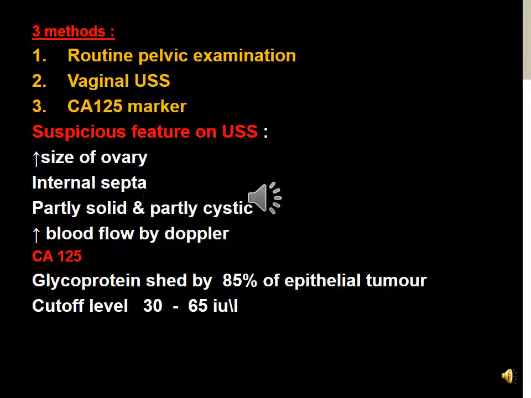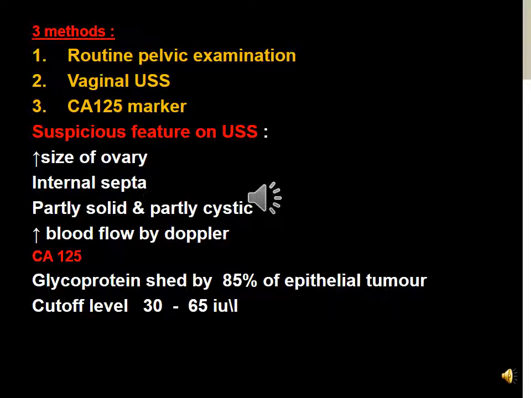We have 3 methods for screening. The first is the routine pelvic examination. The second is vaginal ultrasound. And the third is the biomarker, which is CA125. We do a pelvic examination, and if there is any suspicion or enlargement in the ovary and the patient is susceptible, we shift to the next step of screening, which is the vaginal ultrasound.